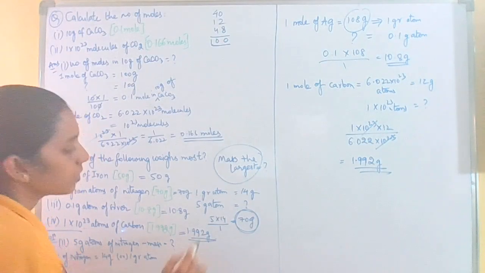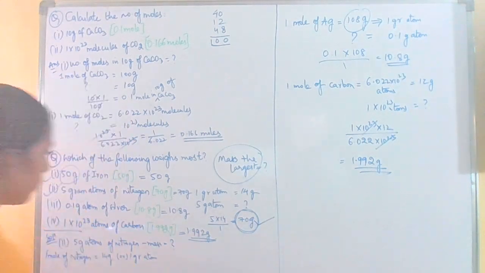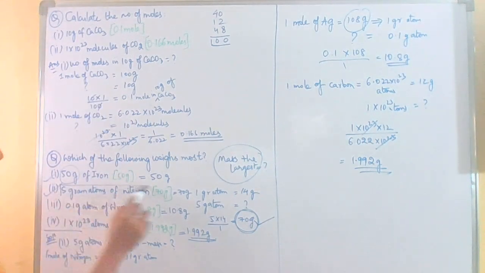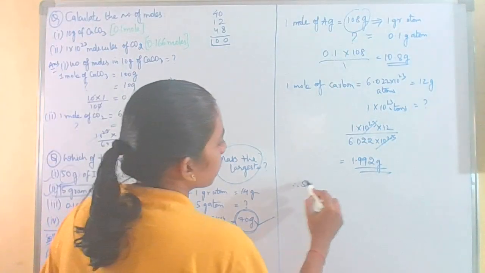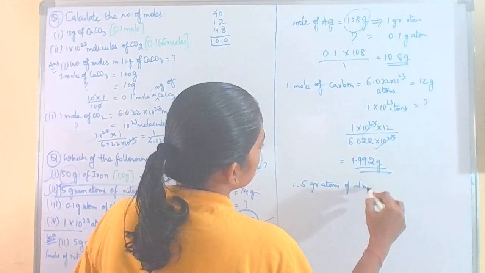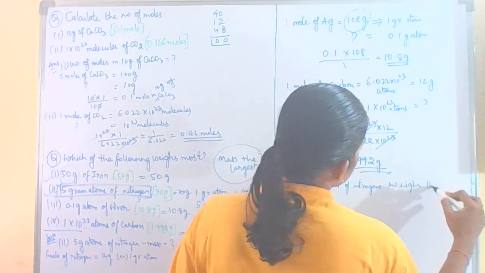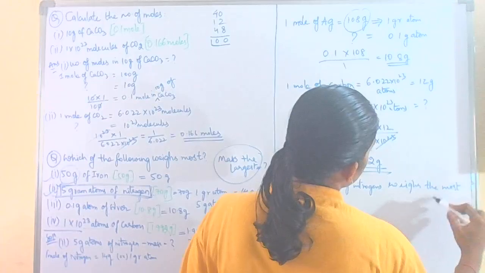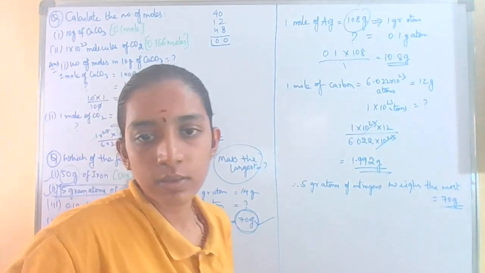So which is heavier here? It is 70 grams, which is of 5 gram atoms of nitrogen, that weighs the most. Therefore 5 gram atoms of nitrogen weighs the most, which is equal to 70 grams. We'll see the next question.